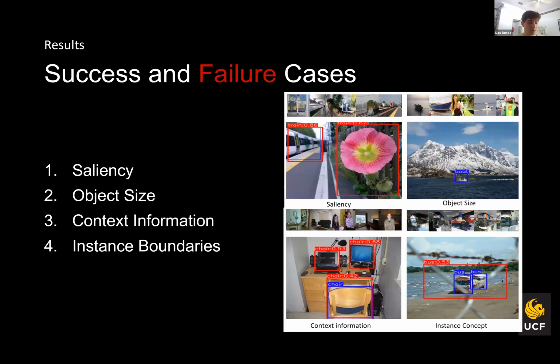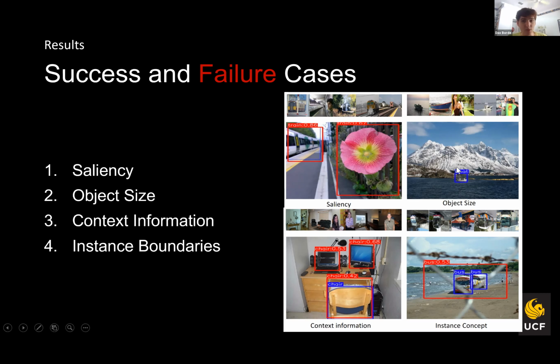There are a couple of failure cases, however. There are a couple of things that cause them to fail consistently. The first is saliency. Whenever there's a very large object in the query image, often they'll just detect the large object. In this example here, they'll just say, oh, the flower is the train, just because it's huge. So that's a common failure case.